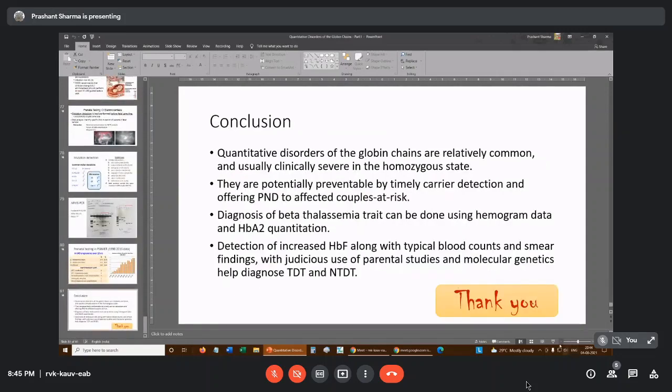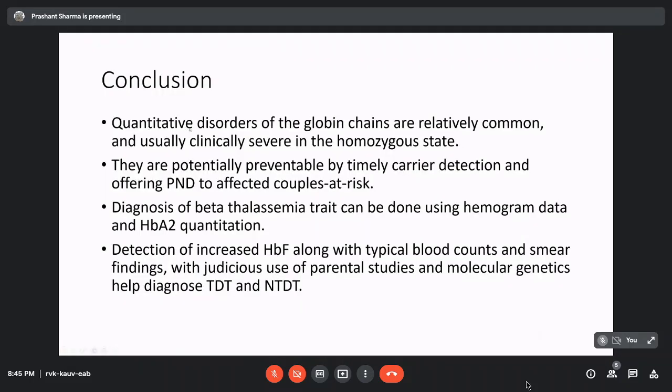I'll just walk you through my conclusions. Quantitative disorders of the globin chains are relatively common. They're usually clinically severe in the homozygous state. They are potentially preventable by timely carrier detection and offering prenatal diagnosis to the affected couples at risk.